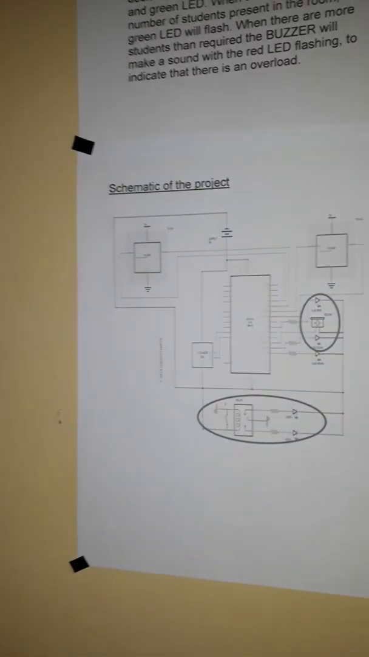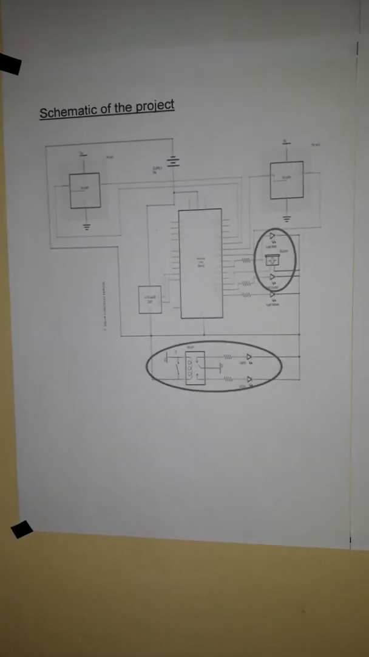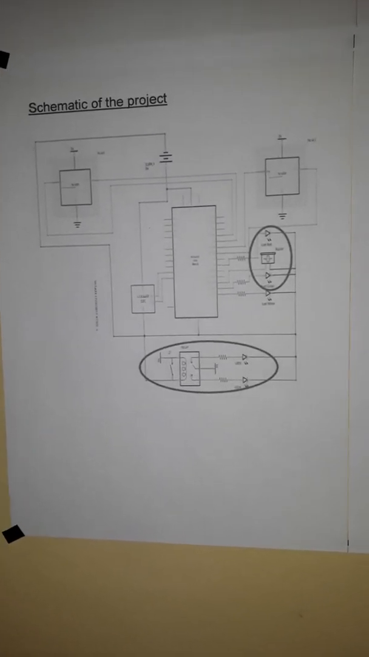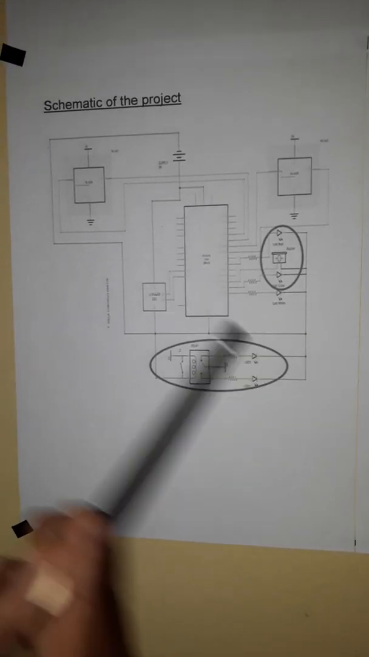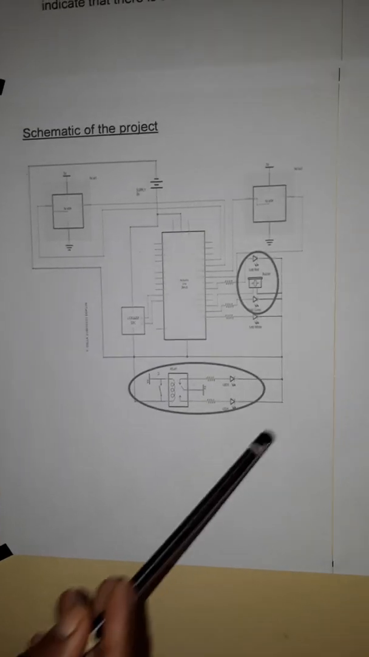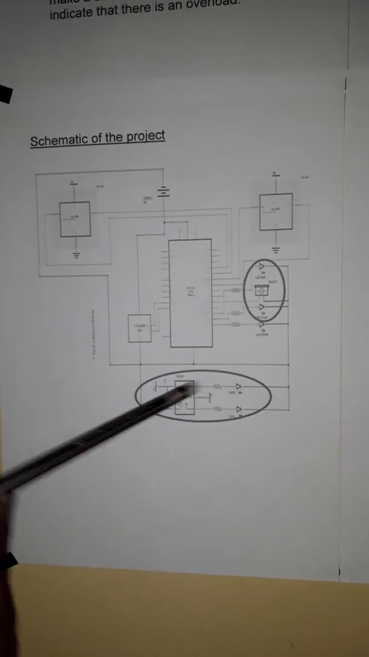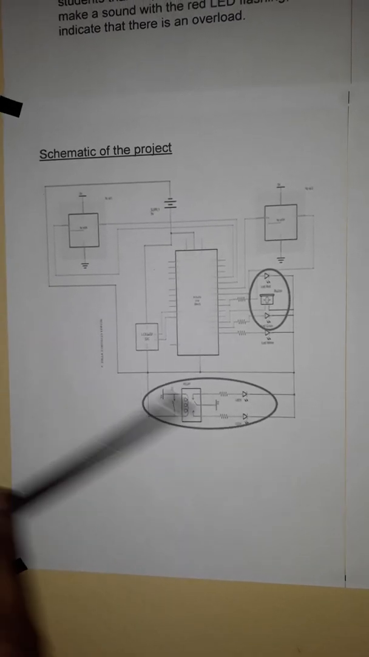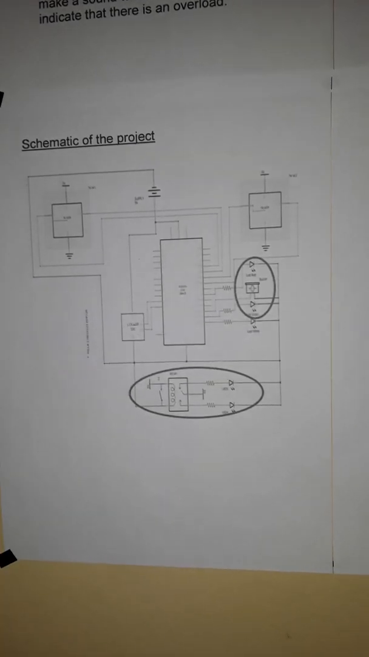From there, we have the schematic of the project. As you can see, it's clearly designed. You can see which point is connected to which point, and it is also fully labeled. The parts that are circled are the parts of my own design: the switch, the relay, and the two lights connected to the relay, the red LED, the buzzer, and the green LED.